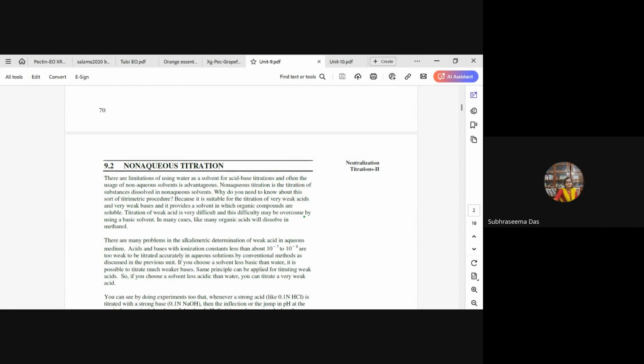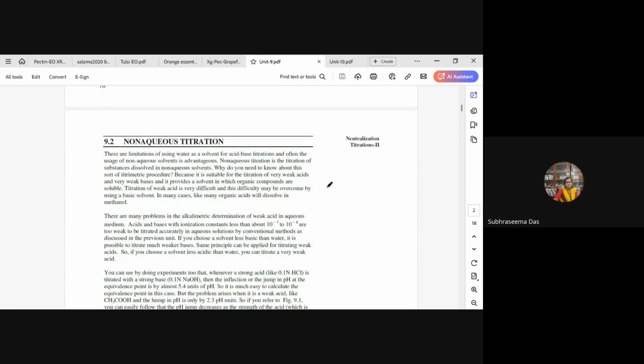So I'm sorry for the disconnection here. We were talking about the use of non-aqueous solvents in titration reactions. When we use a weak acid and weak bases in such titrations, the determination of the equivalence point or endpoint is very difficult. These problems can be overcome by the use of non-aqueous solvents, because we know that many organic acids are soluble in methanol or ethanol. That is why non-aqueous solvent is sometimes preferred for many titrations.